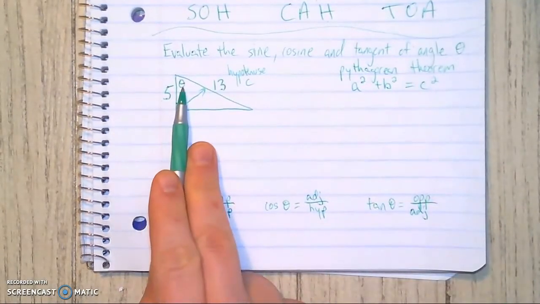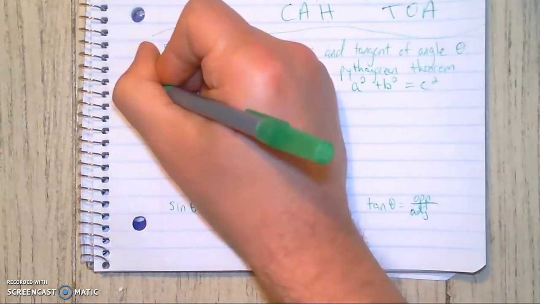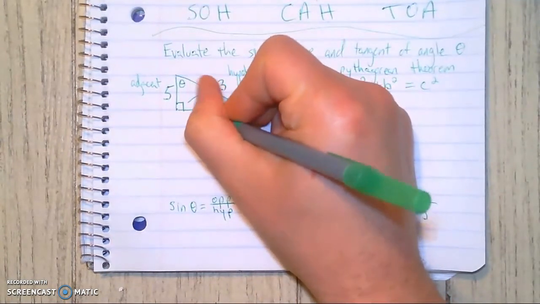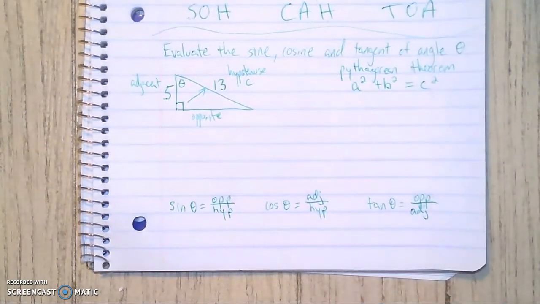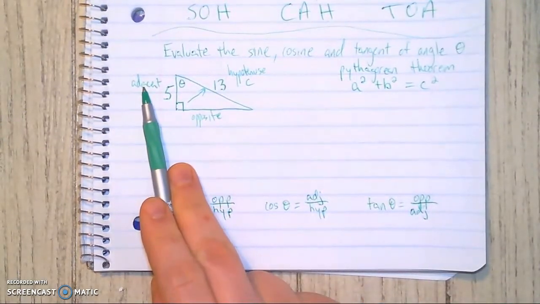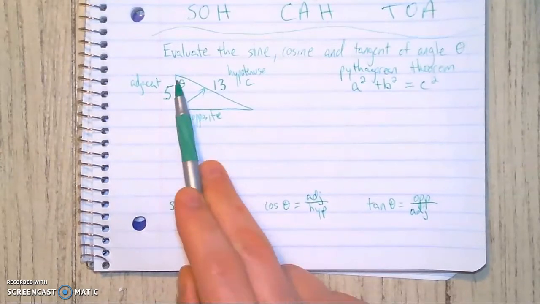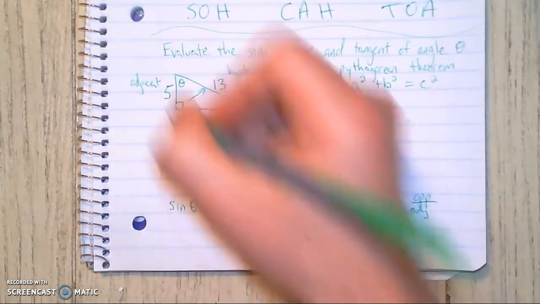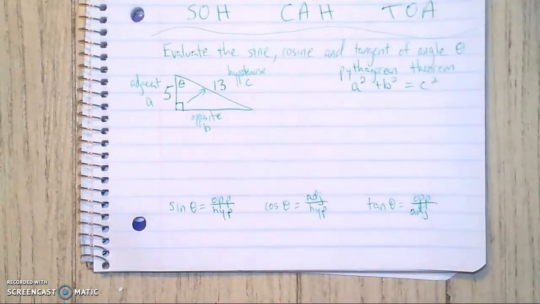Now, because of where I put theta, I know this is my adjacent side, and I know this is my opposite side. But as far as which one is A and which one is B, it doesn't matter. You have to have adjacent over here because it's next to the theta. You have to have opposite right here because it's across from the theta. But as far as where I put the letters A and B, it doesn't really matter. So I'm going to put A over here by adjacent. I'm going to put B over there by opposite. And now I'm going to fill in the blanks.